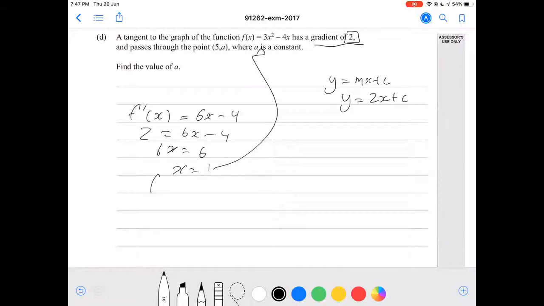So therefore we say f of 1 equals 3 times 1 squared minus 4. F of 1 equals 3 minus 4. F of 1 equals -1. So therefore we can find our a value by passing through the point. So we found f of 1 equals -1.